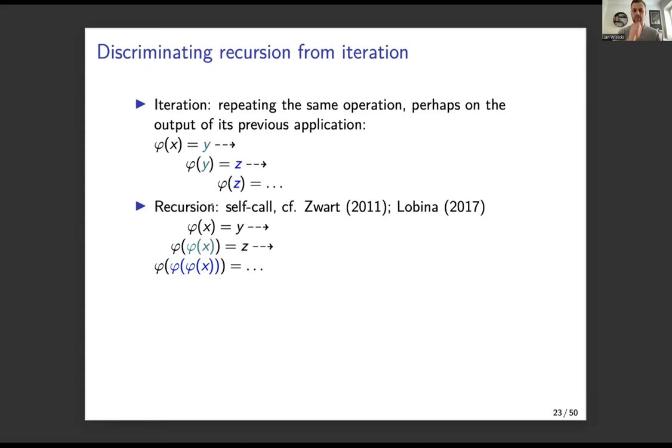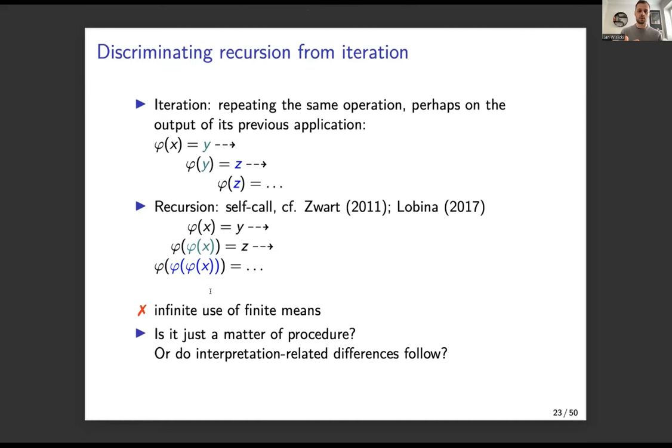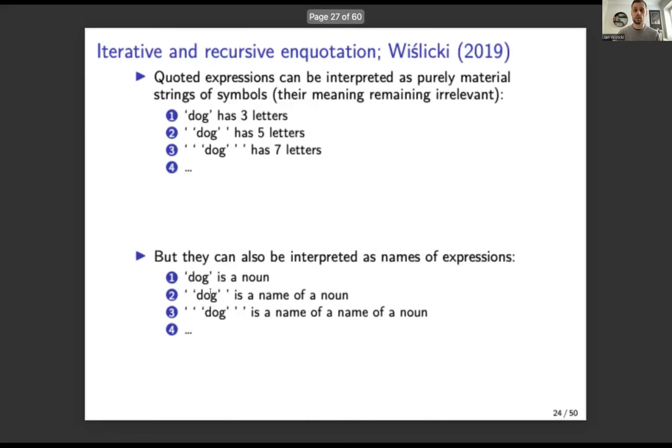So you take phi of x giving y, and then you do not take y, but phi of x, you take this whole thing to get the recursive step giving z, and then take again this whole procedure as an argument, so you get phi of x, and so on and so forth. So it's more about procedure than just about infinite use of finite means. And the question that arises is: is it just a matter of procedure, or rather do we have interpretation-related differences following from this? And we think that there are good arguments for the affirmative answer, and the proof comes from quotation.